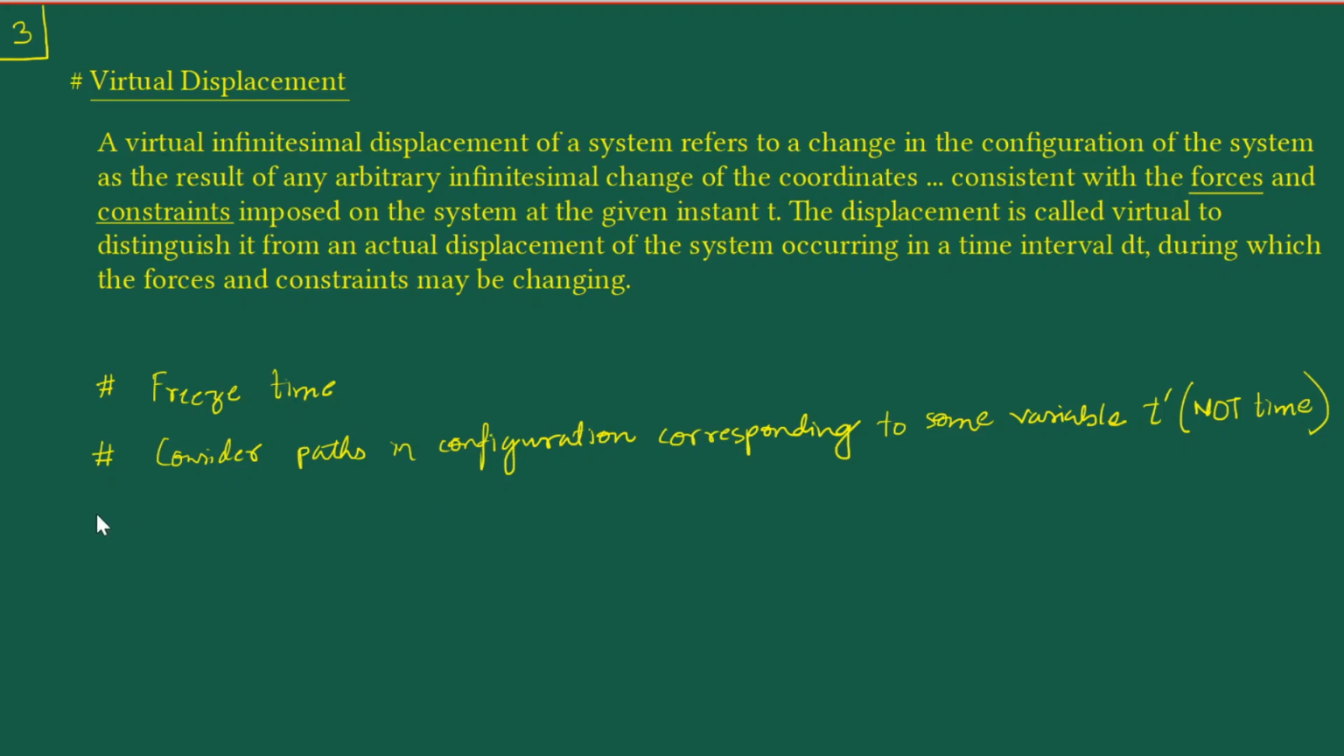All right, and then we restrict to paths which are admissible. That is, we must respect the constraints of the system. Restrict to admissible paths.